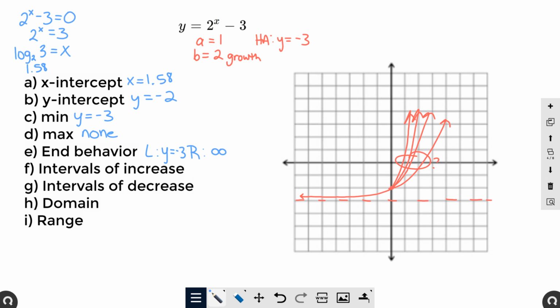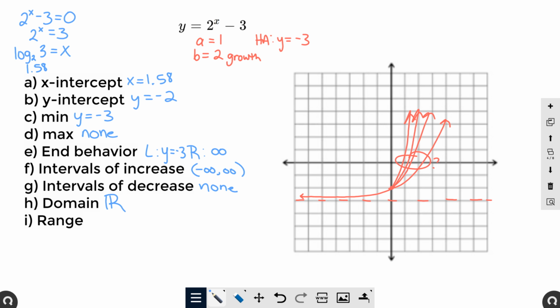Does the graph increase or decrease? Increase, because it's a growth. So decrease, you could say none, but it increases everywhere. So this is where you write in parentheses like a coordinate point, -infinity, comma, infinity. Domain is all real numbers because the graph goes everywhere left and right.